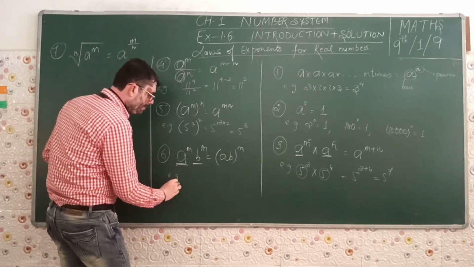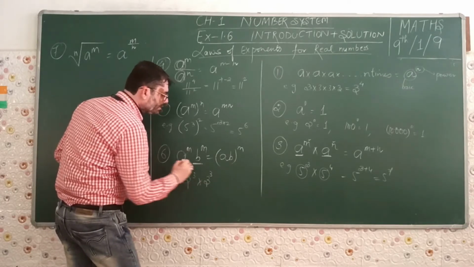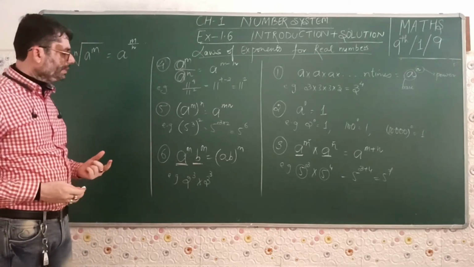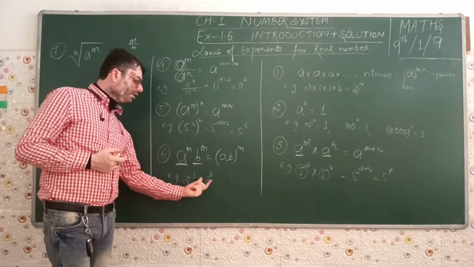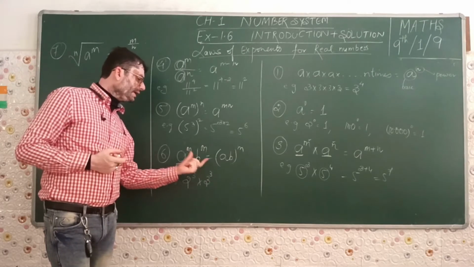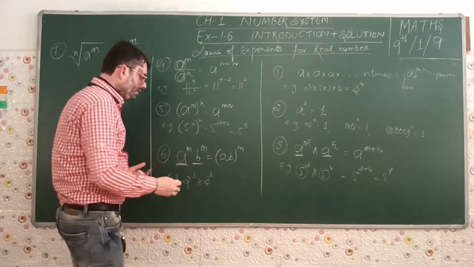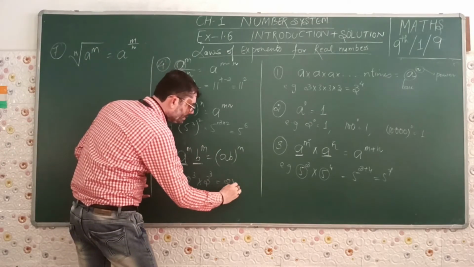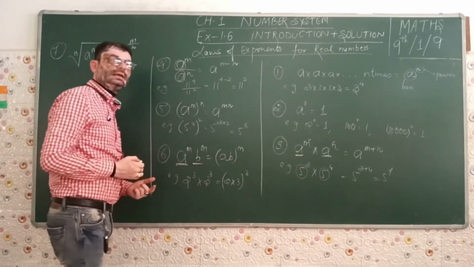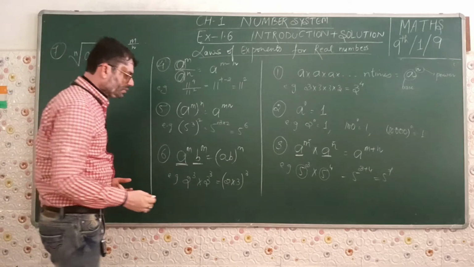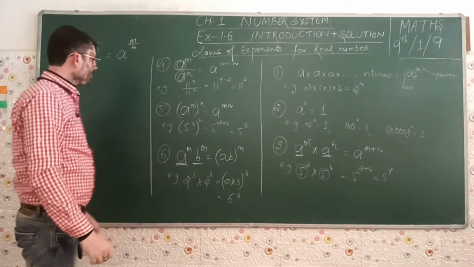There is an example. Say 2 to the power 3 into 3 to the power 3. Now here we have taken an example with two different values. For a we have taken 2, for b we have taken 3, with the same value of m. The power m is equal to 3. Now if you solve it, you get 2 into 3 and go to the power that m has taken, that value is 3. So this can be written as 6 to the power 3.